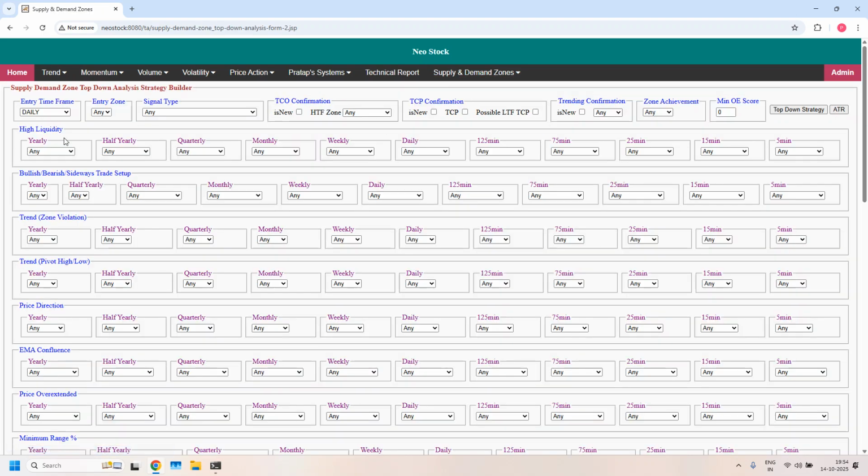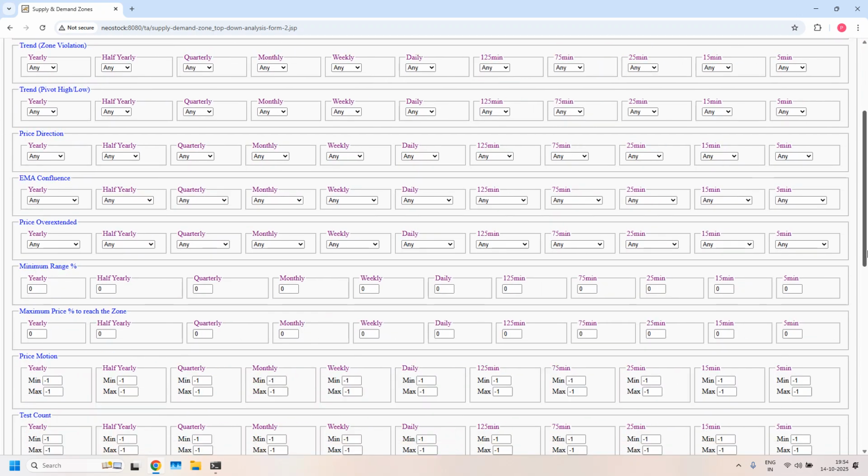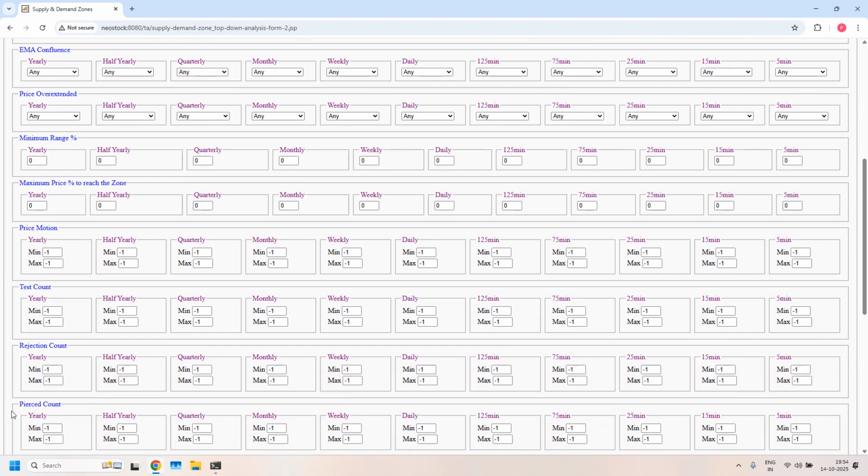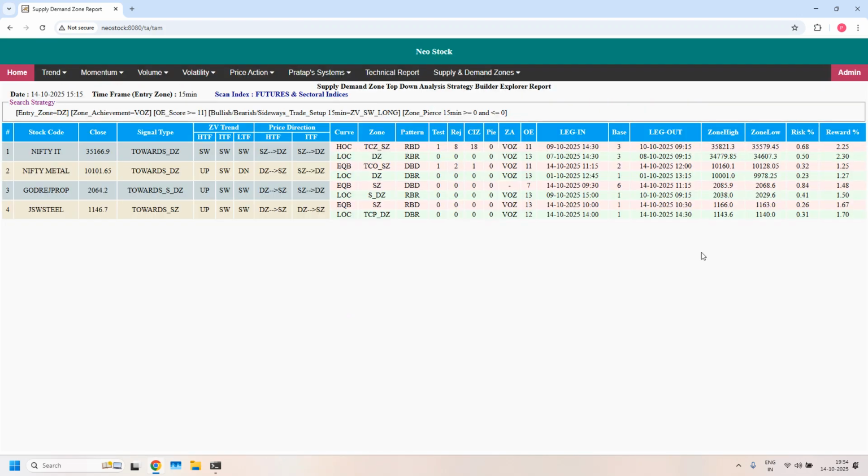Next, daily income trade, sideways long trade setup, entry time frame 15 minutes, entry zone demand zone, bullish or bearish or sideways at 15 minutes. Sideways long I am selecting, zone achievement VOZ, minimum order enhance score 11. For sideways, the 15 minutes demand zone should not be pierced. So pierced count at 15 minutes, minimum value 0, maximum value 0. With these filters, we got 4 stocks.